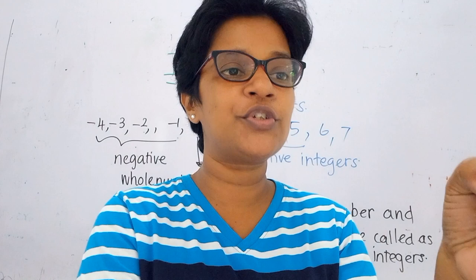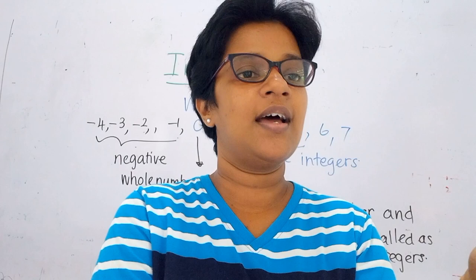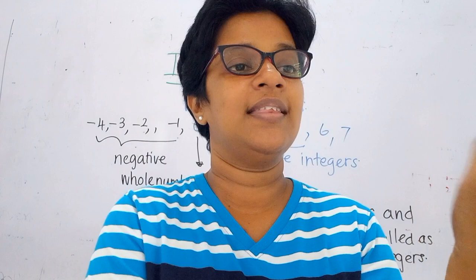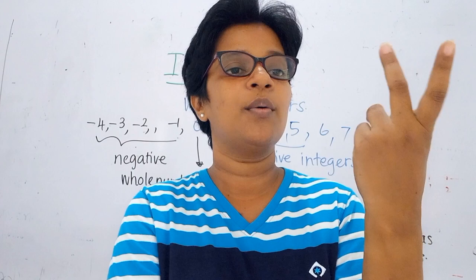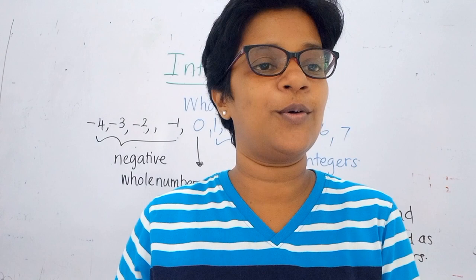1, 2, 3, 4 like that. I am counting the number of students. Right? We use whole numbers to count things. Okay. Then in this lesson we learn two kinds of whole numbers. One kind is positive whole numbers. The other part is negative whole numbers. And in between these two, we have zero. Right?